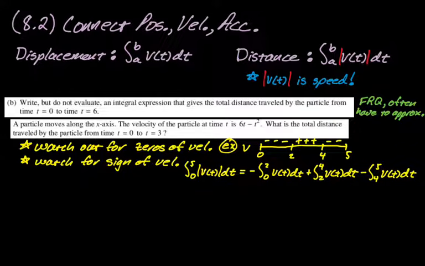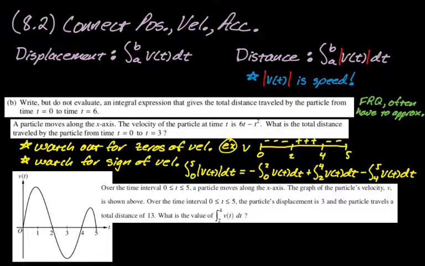All right, let's take a look at another one. Over the time interval from 0 to 5, a particle moves along the x-axis. The graph of the particle's velocity is shown above. Over the interval from 0 to 5, the particle's displacement is 3, and the particle travels a total distance of 13. What is the value of the integral from 2 to 4 of v of t dt?